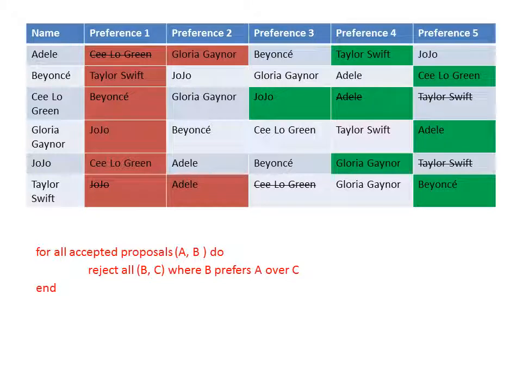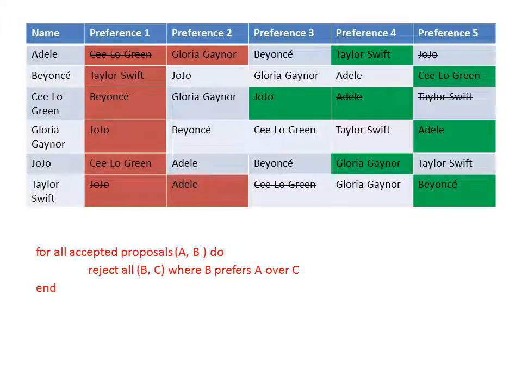And so we come to the second part of the algorithm. For example, let's look at CeeLo Green. Now, CeeLo Green has already rejected Adele previously, but there is someone still below his preferences of people who can propose to him, and that is Taylor Swift. He rejects Taylor Swift, so not only does he cross out Taylor Swift in his preferences, but Taylor Swift also has to cross out CeeLo Green in hers.